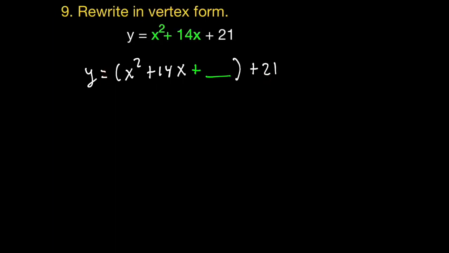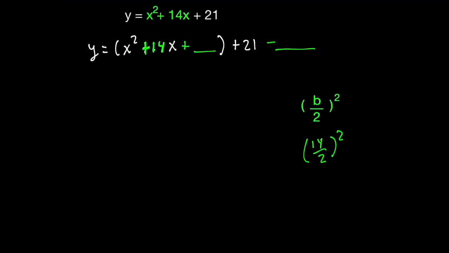Now, because we have an equation, whatever I add, I'm going to have to subtract. So here I'm going to have to subtract that same value. To find that value, I'll get the b term divided by 2, and then I'll square it. The b term is the coefficient of x, and here that's going to be the 14, so I'll grab 14 divided by 2, and then I'll square that. Simplifying what's inside of the parentheses, 14 over 2 is going to leave me with a 7, and then 7 squared, that's going to be 49.